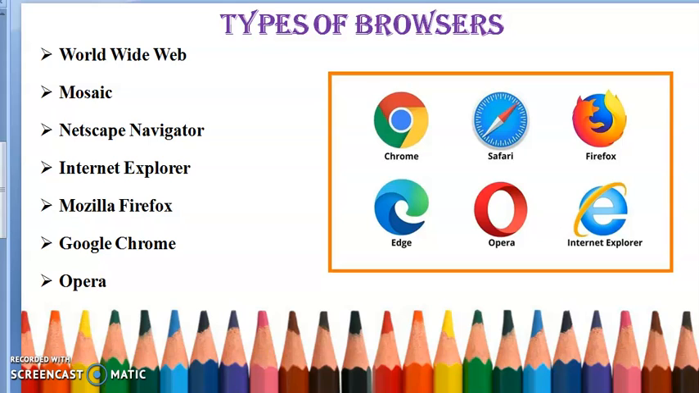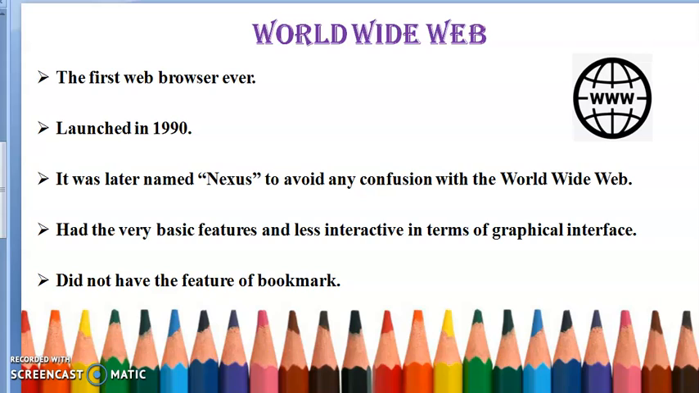Next, let's see the types of browsers: WorldWideWeb, Mosaic, Netscape Navigator, Internet Explorer, Mozilla Firefox, Google Chrome, and Opera. Now let's see WorldWideWeb. The first web browser ever, launched in 1990. It was later renamed Nexus to avoid any confusion with the World Wide Web. It had very basic features and was less interactive in terms of graphical interface. It did not have the feature of bookmarks.